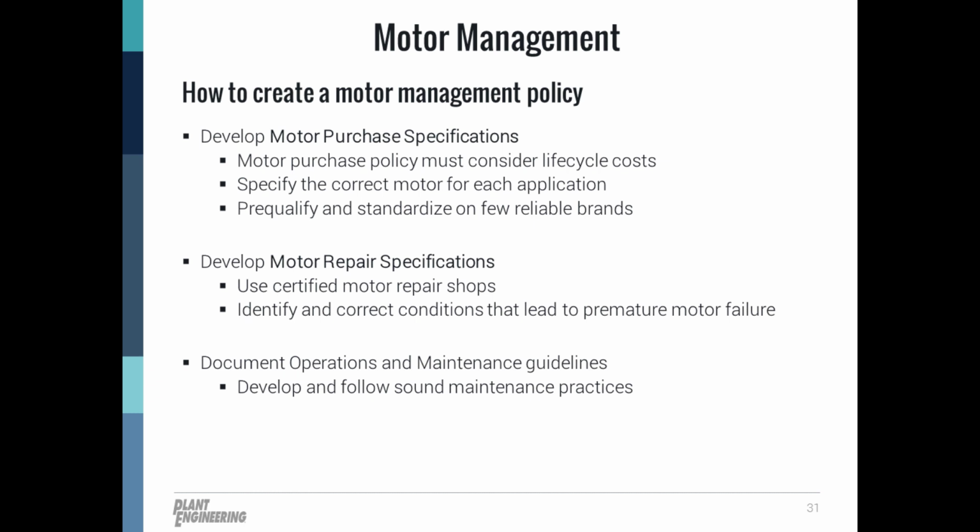Very straightforward. You need to develop a purchase specification. What goes into that purchase specification? You're going to normalize the brands that you use. Maybe you have a certain motor that you like, a certain manufacturer or a couple of manufacturers. Specify model numbers. Consider life cycle cost in purchasing instead of looking at just initial cost.